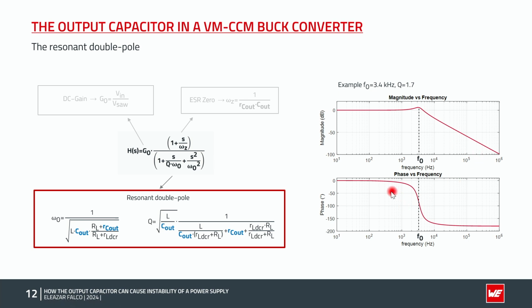Regarding the phase, it provides a phase lag of up to minus 180 degrees, and the rate of change of the phase around F0, so the double pole resonance frequency, also depends on the quality factor. So higher quality factor, higher rate of change of the phase, and vice versa. As shown here, this element is also affected by the output capacitance and the ESR of the output capacitor.